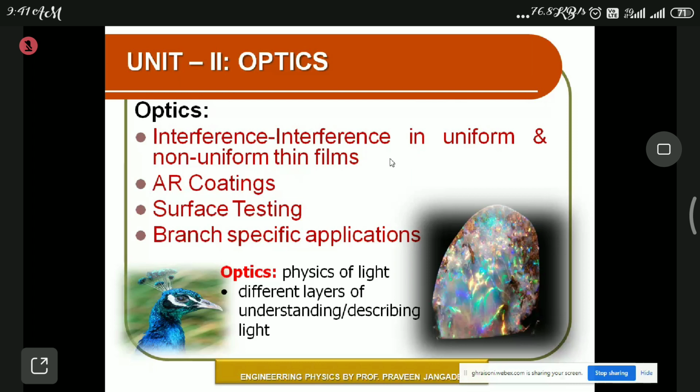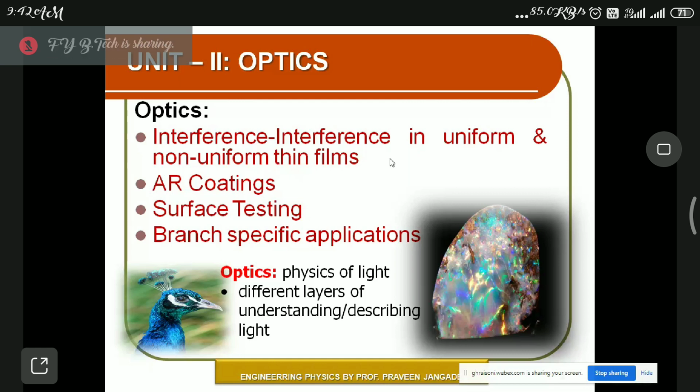Then the last one is the branch specific application. If a person belongs to a particular branch, like mechanical or civil or electronics or computer, there are different branch students here. So you have to focus on how your branch will be related with this particular topic, how it has been related with optics. That part I will leave to you. You can think about this, then we can have a discussion on what kind of application we can think of in a branch specific application. So these are the topics that we have to cover in this particular unit, that is optics. With this we will start.